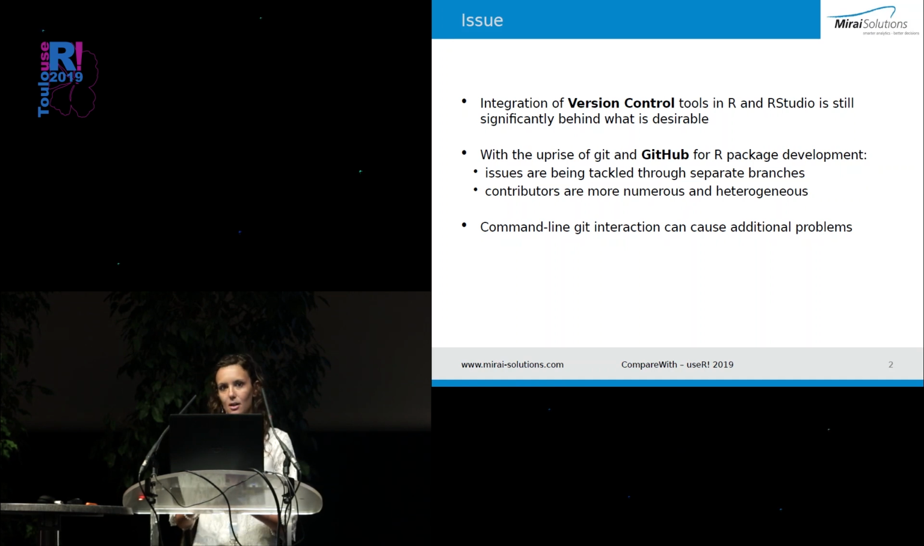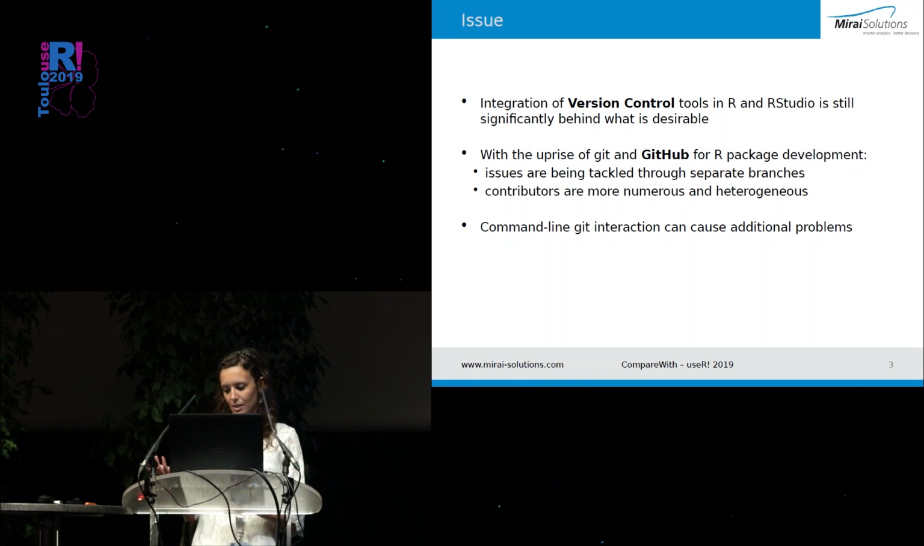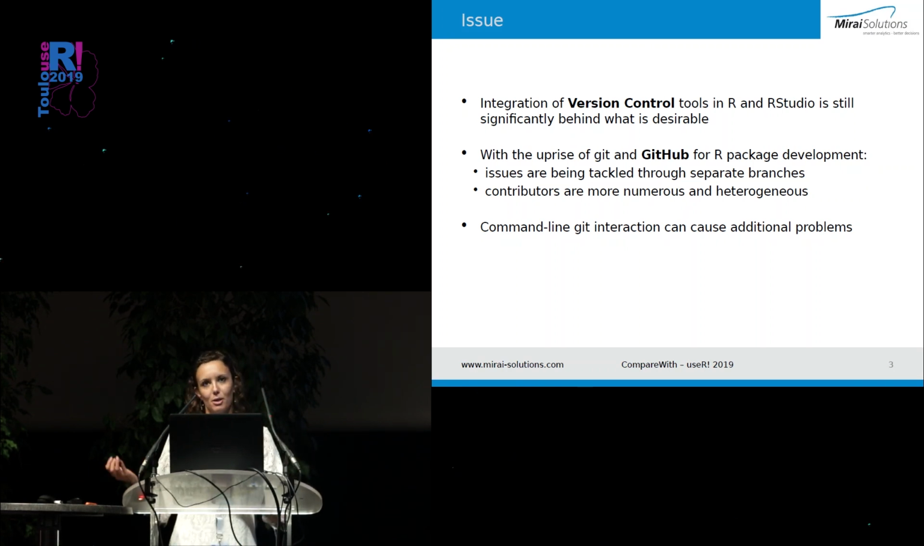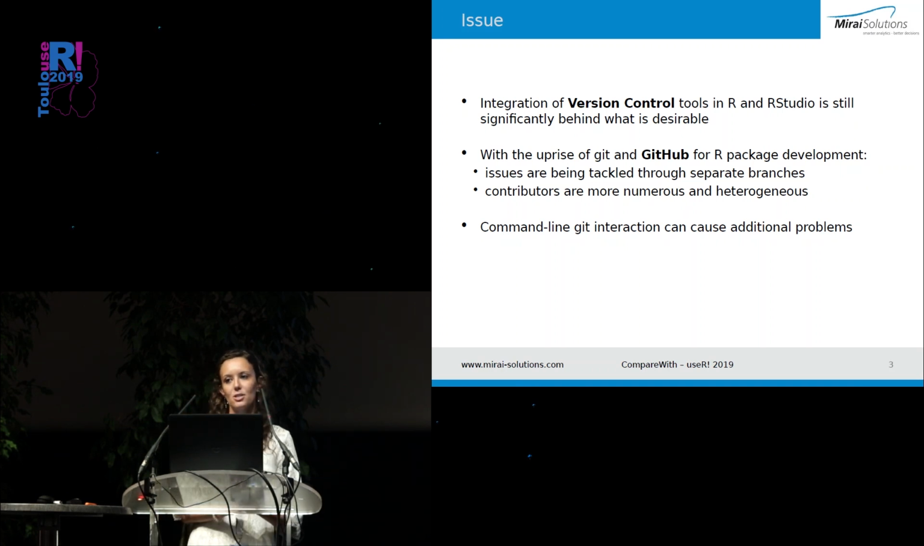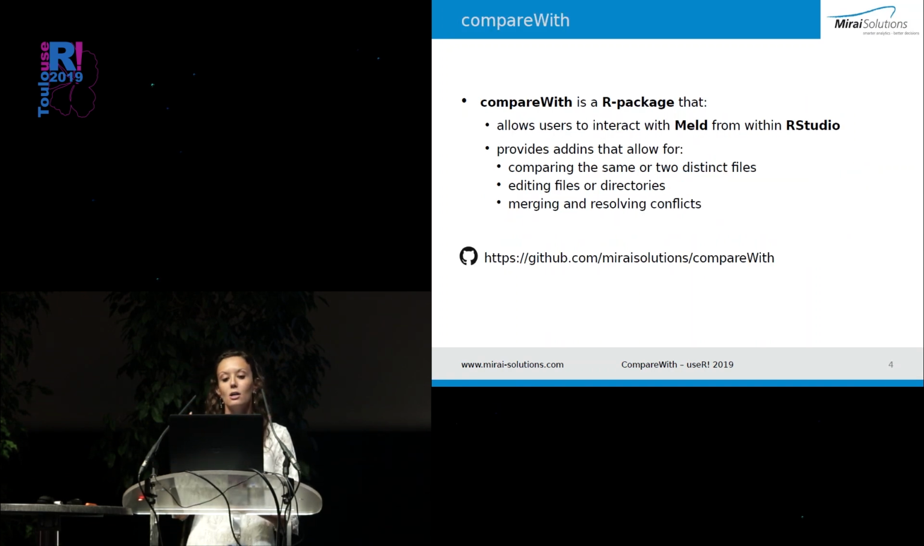So the issue that we started off with was that version control tools in R and RStudio are not as developed as we would like them to be. Particularly now with the rise of Git and GitHub, we have more people contributing to the same branch, so to the same project. For example, you have a master branch, and then people can create sub-branches, do their commits and pushes, and then they merge back into master. But this can create a lot of conflicts, and the code is not very homogeneous. In fact, it's very heterogeneous. So for this reason, we created Compare With, which allows users to interact with Meld directly from RStudio.